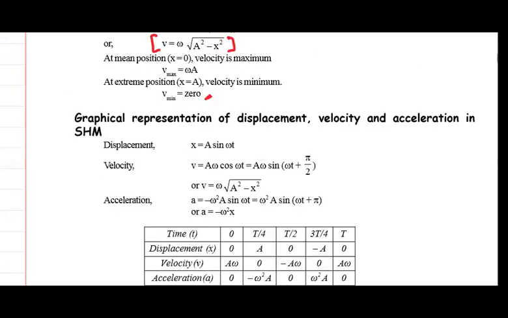Let's recall all the concepts that we have learned and try to draw a curve. Displacement is given by x is equal to a sine omega t. I'll consider that it is starting from the mean position, that's why phi is zero. Velocity is given by differentiation of this, which is a omega cos omega t, or a omega sine omega t plus pi by 2. Acceleration is given by minus omega square a sine omega t, or omega square a sine omega t plus pi.